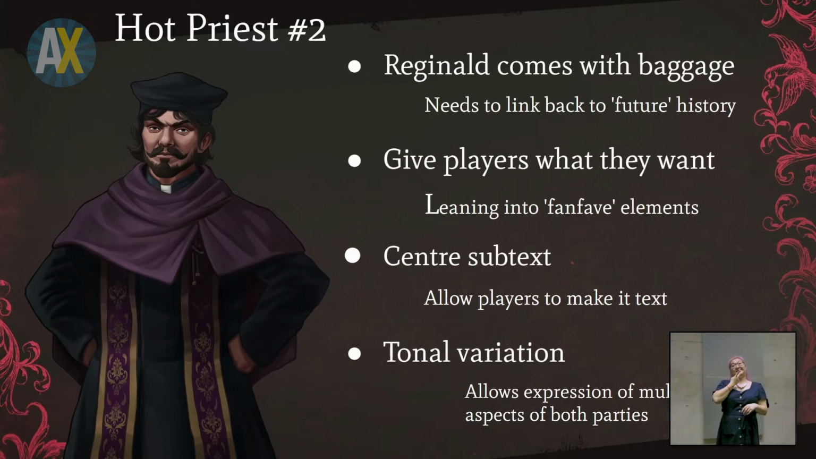This is our second hot priest of the talk. His name is Reginald. He's the Bishop of Southwark in Fallen London. Fallen London is set after Mask of the Rose, which already establishes some constraints on approaching this character, because some players will be aware he has a future history that the game needs to line up with. But for characters who don't know that, we need to emphasize that he ultimately has different goals to the player and ultimately is not a long-term relationship.